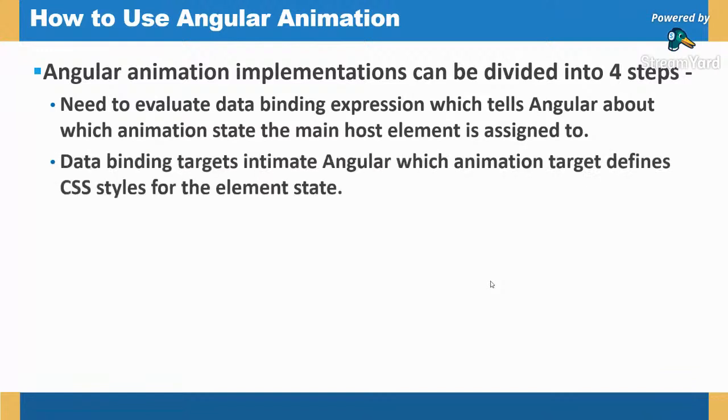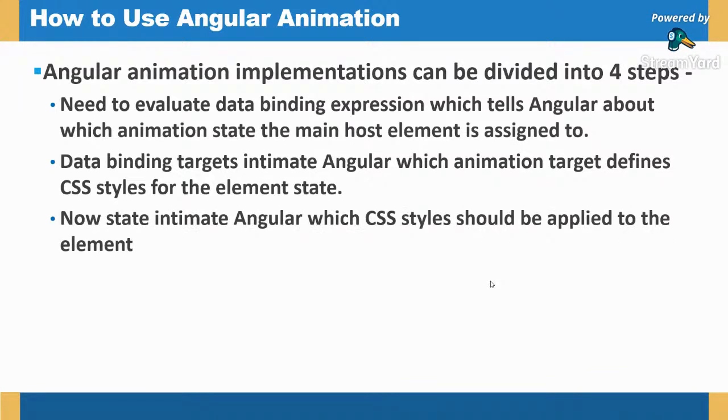First we need to find the source data binding expressions for which animations will occur, and the next is the data binding targets. That means when animations occur, which type of CSS styles or state change will occur needs to be identified or defined. Next, the state tells Angular which CSS styles should be applied to the element. In this step, Angular automatically applies the CSS styles to the element which is mentioned.